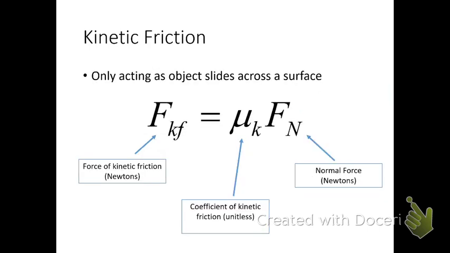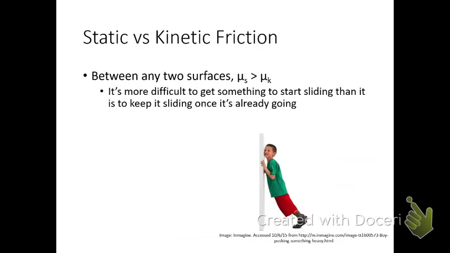Kinetic friction's a bit easier to deal with. Once you are sliding relative to some surface, sliding or skidding or anything like that, that's kinetic friction that you're dealing with. And it only has one value. It always equals the coefficient of kinetic friction between those two surfaces times the normal force on the object. Now, between any two surfaces, the coefficient of static friction is going to be bigger than the coefficient of kinetic friction. It's a lot more difficult to get something to budge in the first place than it is to keep it moving.